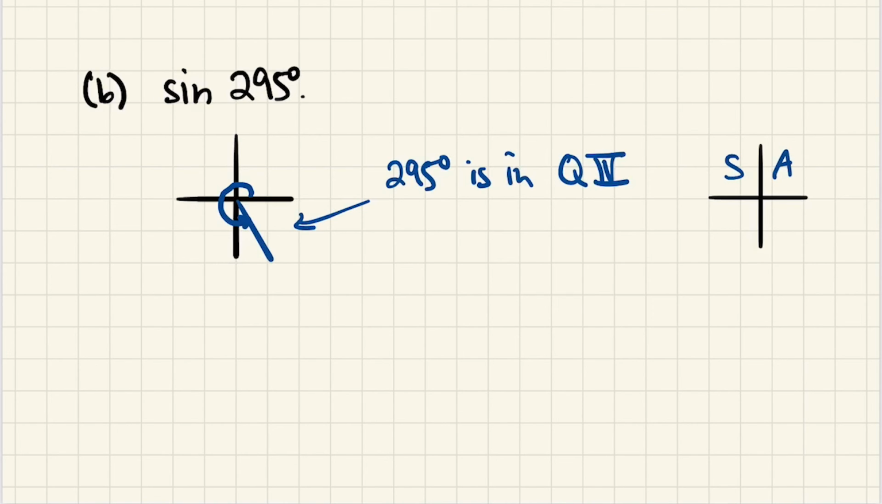All Students Take Calculus. In the fourth quadrant, we can see that cosine and secant are positive, but we're taking the sine of 295, so that must be negative then. Sine of 295 degrees is negative.